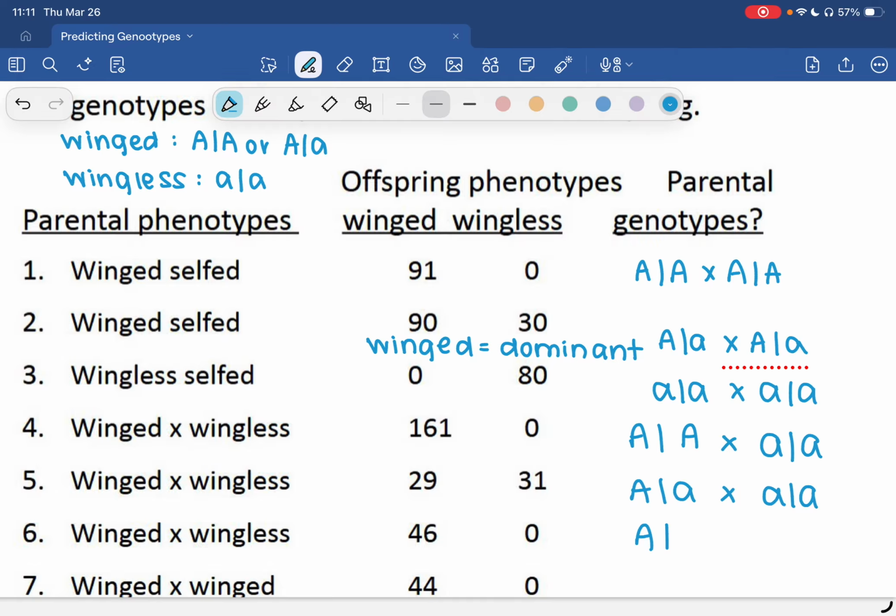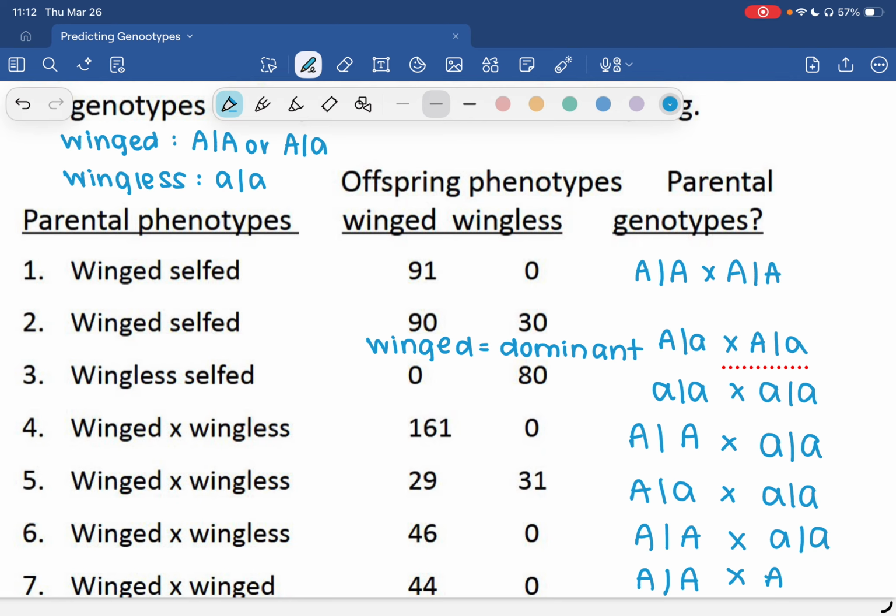So again, a homozygous dominant individual times a heterozygous, or a homozygous recessive. And then lastly, you have the winged times winged. So you know you'd have at least one homozygous dominant because you don't have any wingless. This second allele cannot be a little a because you cannot have any options to get a little a. You can't have any possibility of getting a wingless because there are no offspring with that phenotype.